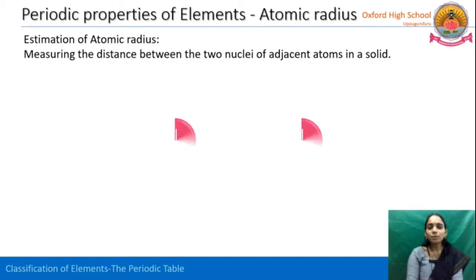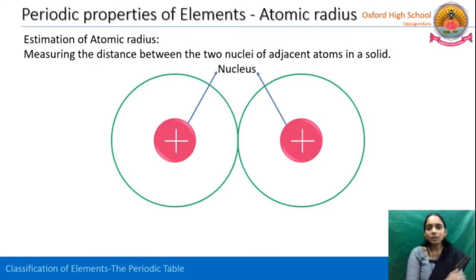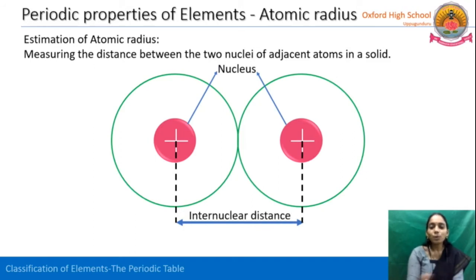See here, these are two adjacent atoms, and we can calculate the distance between the two centers because in solid state they are very near. So we can calculate the distance between the two nuclei, that is called the internuclear distance. See here, this is one molecule and this is another one. From the center of one atom to the center of another atom we can calculate easily because it is in a solid state.